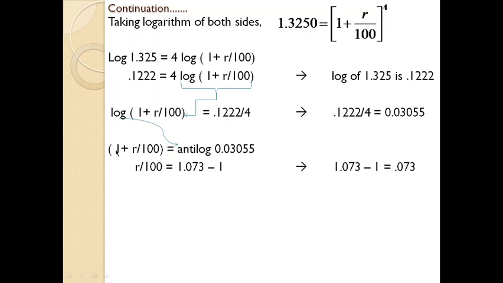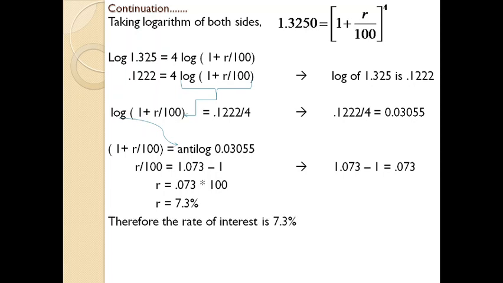So here I have shifted this 1 to the right hand side, so it will become r by 100 equal to 1.073 minus 1. 1.073 minus 1 will become 0.073. Finally, r equal to 0.073 into 100, you will get r equal to 7.3%. So the rate of interest for the period is 7.3%.